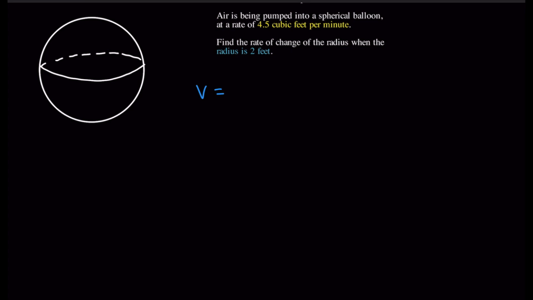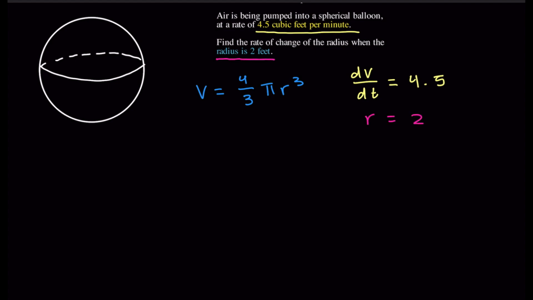We begin by noticing that the volume of a sphere is equal to 4/3 pi r cubed. The problem states that the rate of change of the volume is equal to 4.5 cubic feet per minute. Translate this as dV/dt is equal to 4.5. It also states that the radius is 2 feet, so we rewrite this as r is equal to 2.